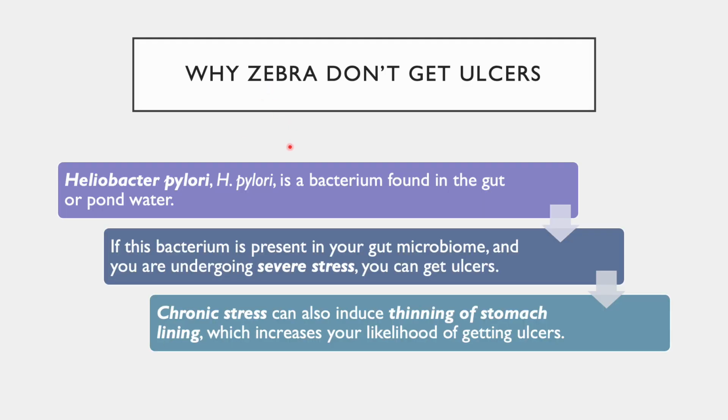So again, as I mentioned, H. pylori is a bacterium. It's found in the gut, but it's also been discovered in pond water. I know that sounds kind of gross, but if this bacterium is present in your gut microbiome and you're undergoing severe chronic stress at the same time, you actually can develop ulcers. But you can't develop an ulcer without H. pylori present in your stomach. So chronic stress has actually been shown to induce thinning of your stomach lining, and this can further increase your likelihood of developing an ulcer.